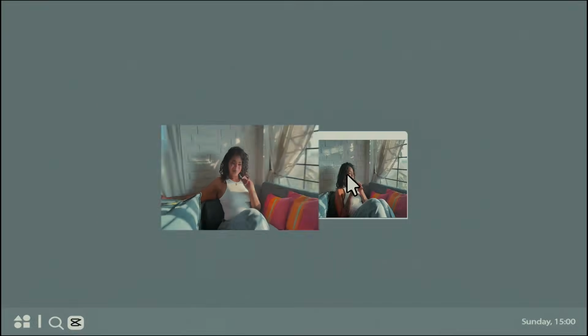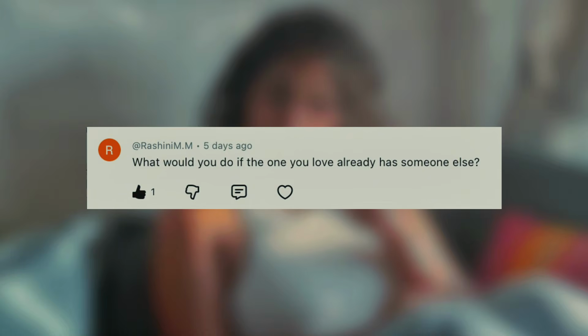Okay, next question. We've got a relationship question up next. What do you do if the one you love has someone else? Short and sweet. If the one you love has someone else, they're not the one for you. And I know it can be very hard to come to terms with that.